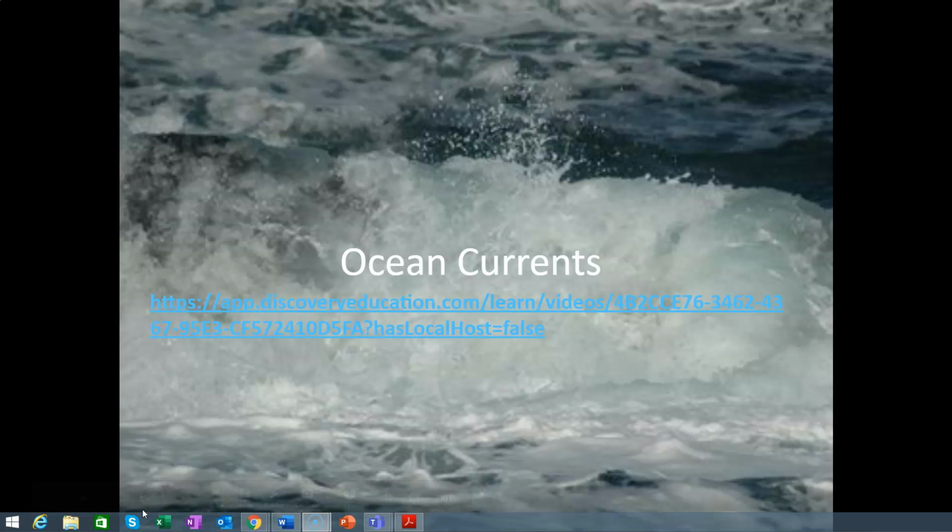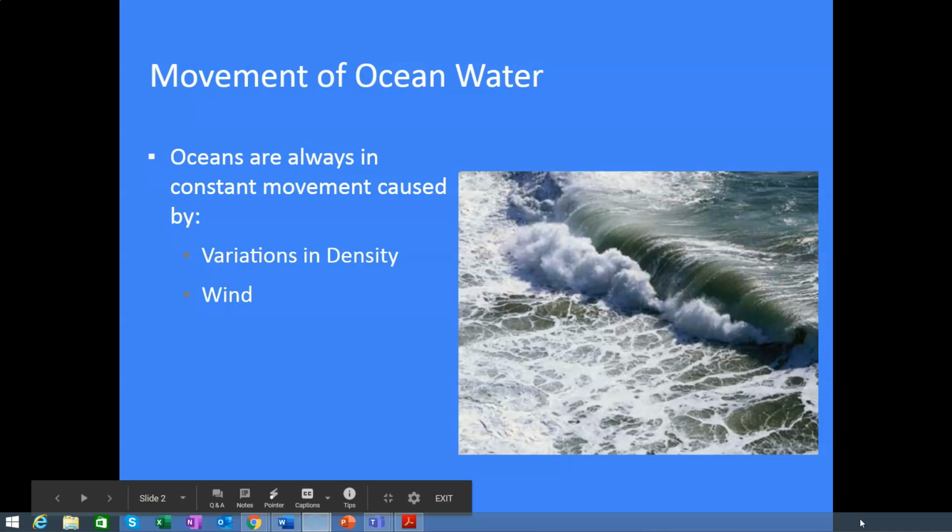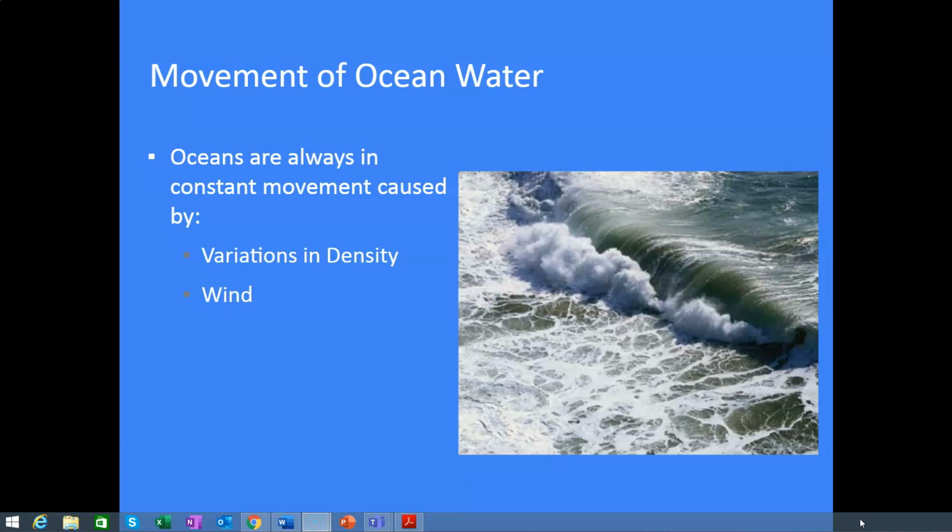In previous lessons, we have reviewed surface currents. We have also reviewed groundwater. Now we're going to look at ocean currents. The ocean is a vast amount of water.